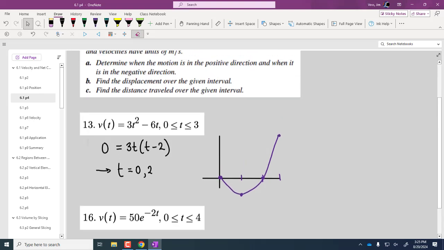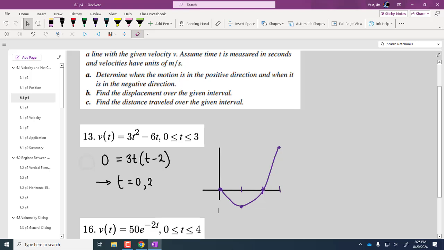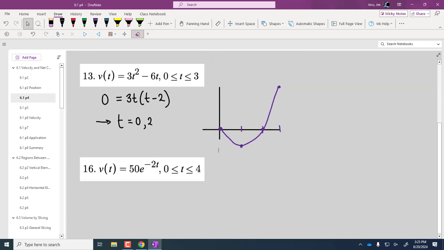So the first one said, determine when the motion is in the positive and negative directions. So part A, positive direction.